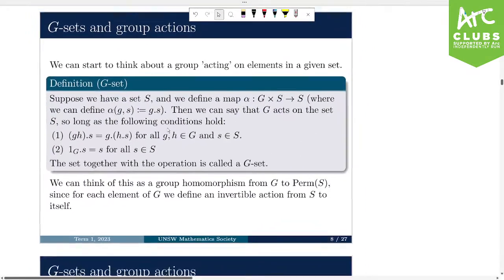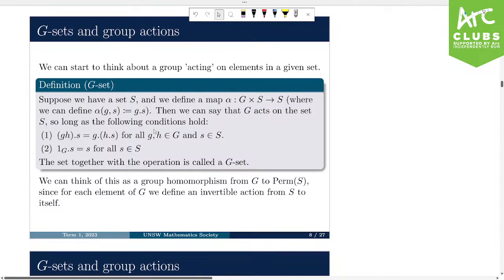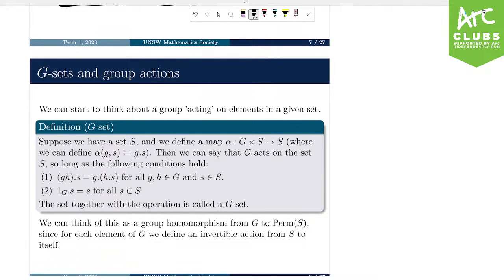Okay. Now we'll move on to group actions. So group actions start at G sets. So let's say we have some group G. A G set is a set S combined with a map from G times S to S, which basically describes how the elements of G act on S. And this map has to satisfy 2 conditions.